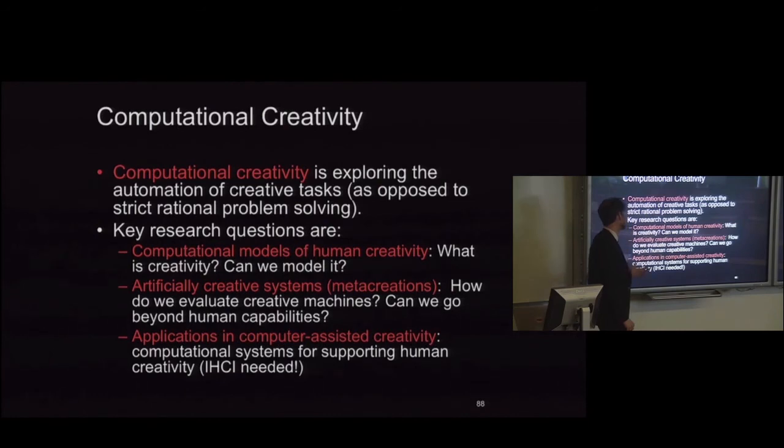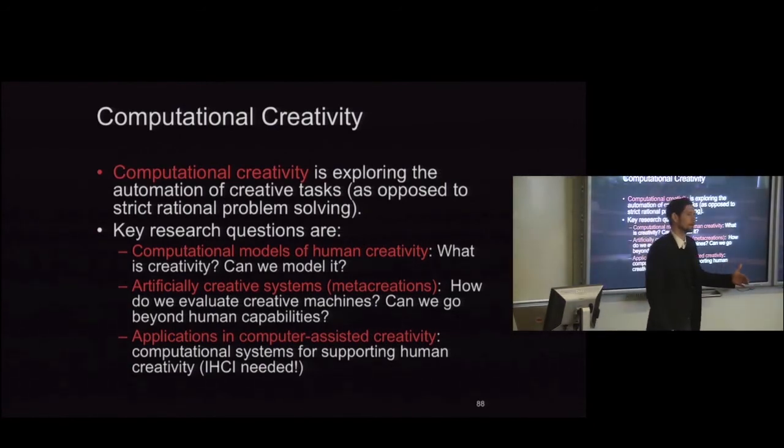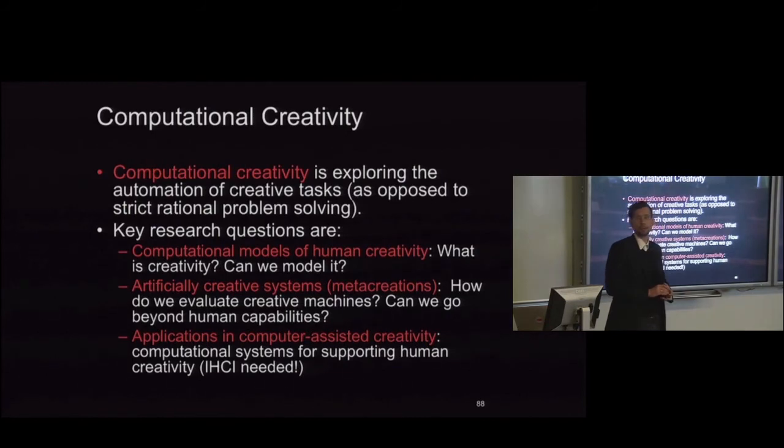And the key research question we're looking at is, what is creativity? Can we model it? So trying to develop computational models of human creativity. And here when I say computational, I mean in fact mathematical model. It so happens that modern mathematics is complex enough that you often need a computer to just formulate and run the model. Artificially creative systems, so meta creation. How do we evaluate those systems? If we have models that do work, can we make the systems as good as humans? But can we sometimes make the systems even better than humans?